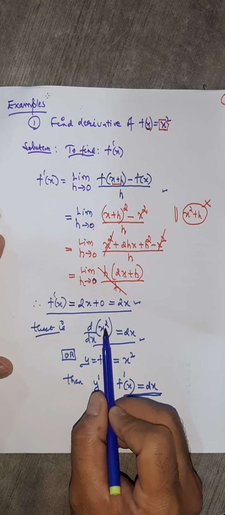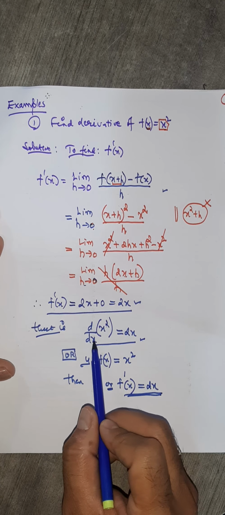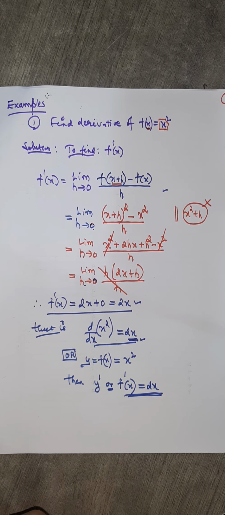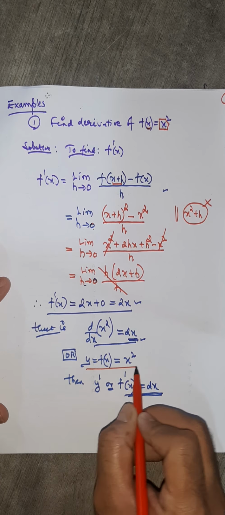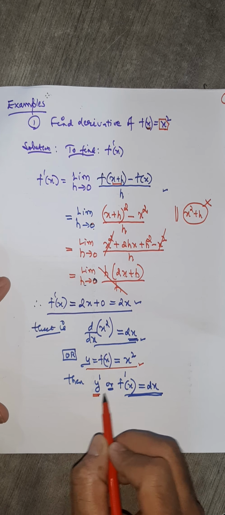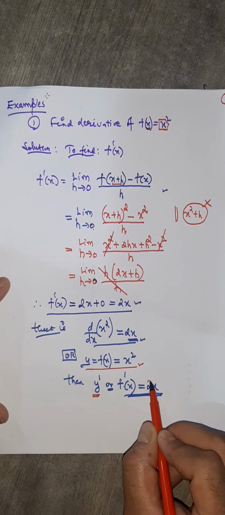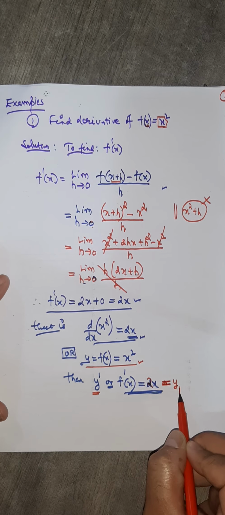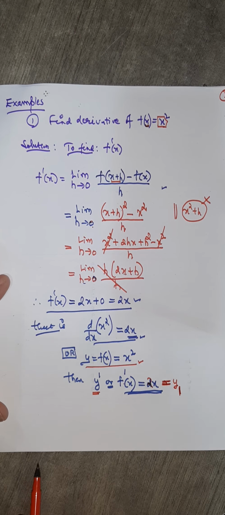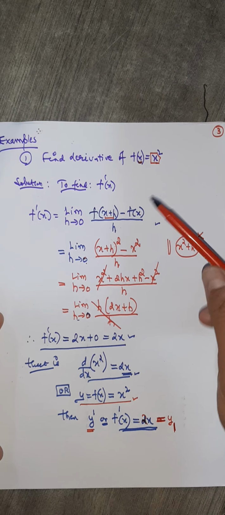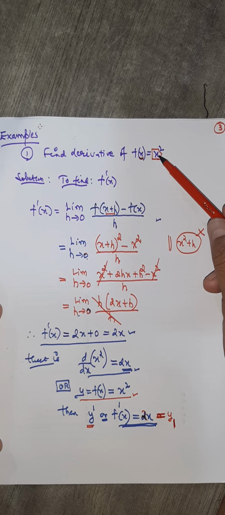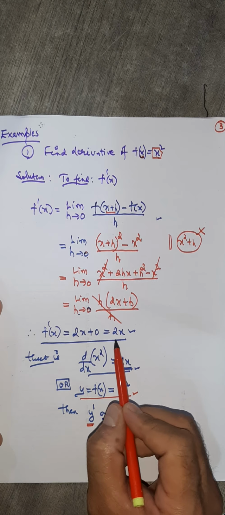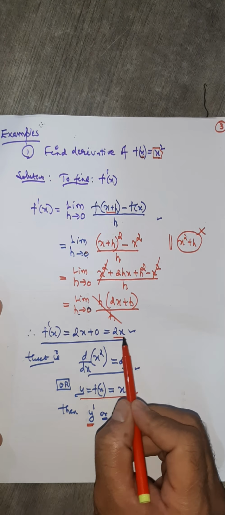What you have shown, derivative of x squared with respect to x is 2x. So if I take the function as x squared, then you can write y dash or f dash x equals 2x, or you can call this y1 also. This is also standard notation. So now we can use this terminology: derivative of x squared with respect to x is 2x, right?